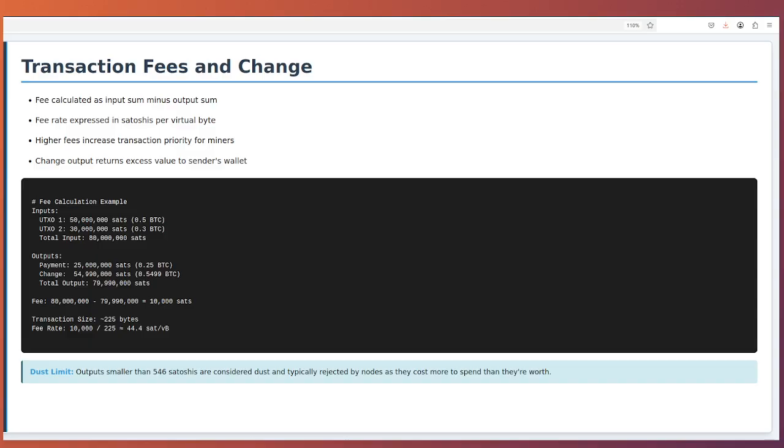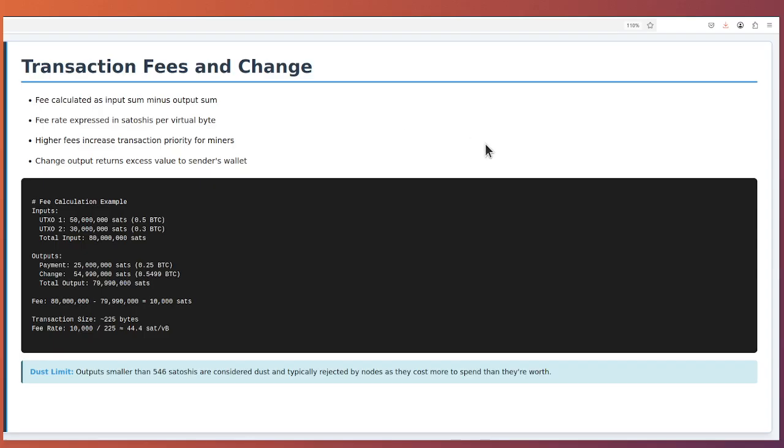Transaction fees in Bitcoin are implicit rather than explicit. There is no fee field in the transaction structure. Instead, the fee is calculated as the difference between the sum of all input values and the sum of all output values. If your inputs total 0.5 BTC and your outputs total 0.499 BTC, the fee is 0.001 BTC or 100,000 Satoshis. This fee goes to the miner who includes your transaction in a block as part of the Coinbase transaction.